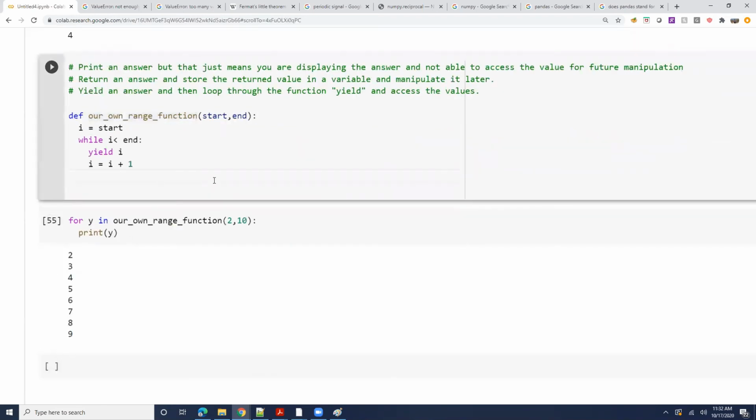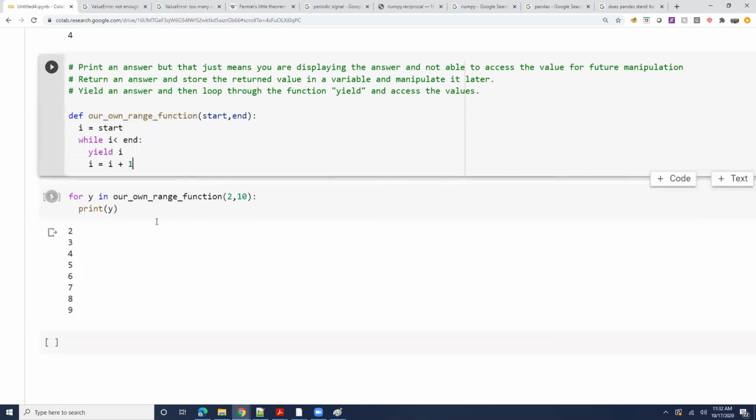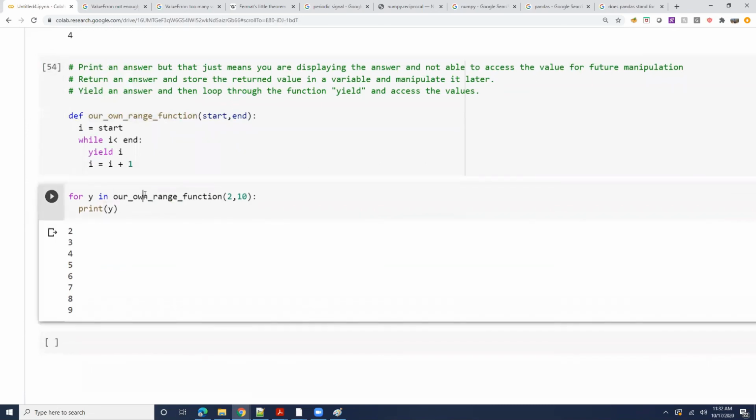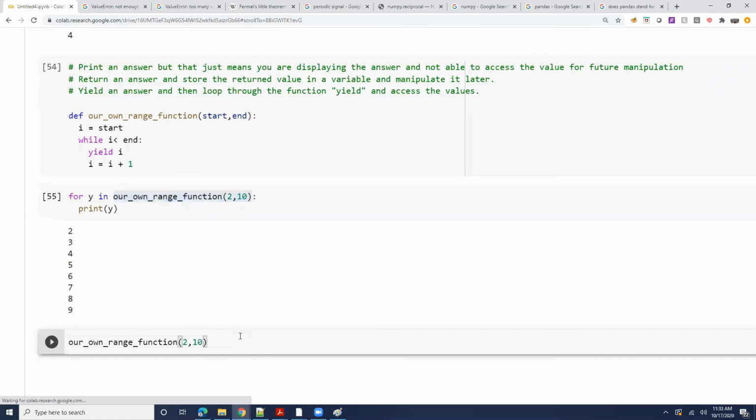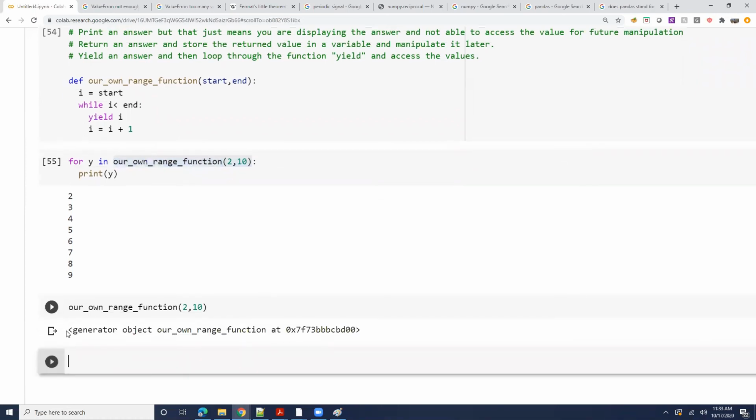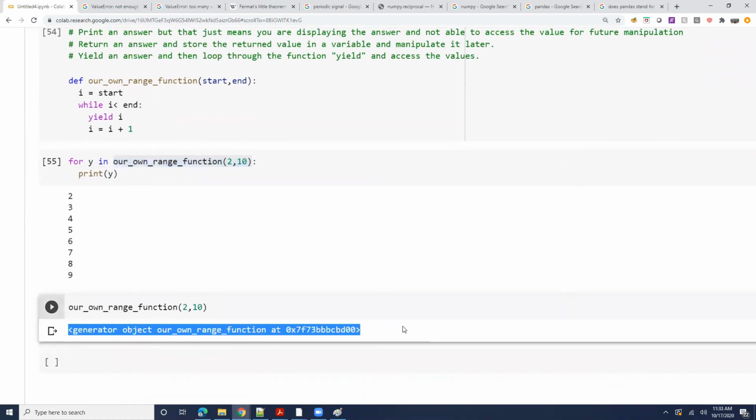So now it printed 2, 3, 4, 5, 6, 7, 8, 9. But I didn't return a single list. If you want to verify whether I returned a list or not, you can check here. If I just call this, it doesn't return a list. It says it's returning some generator object, right?